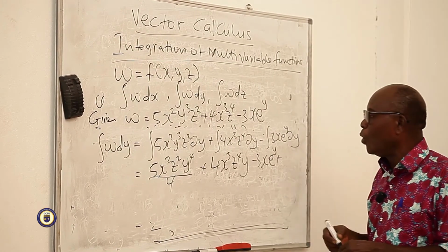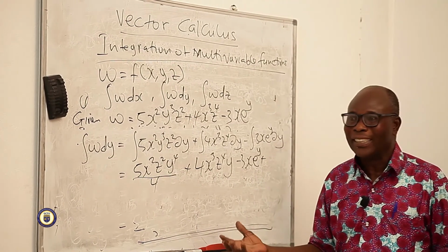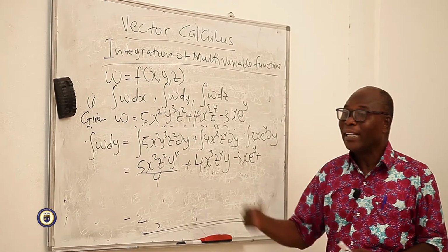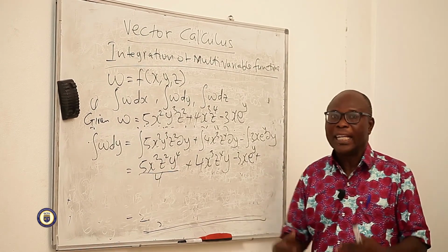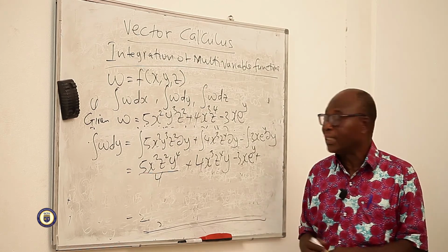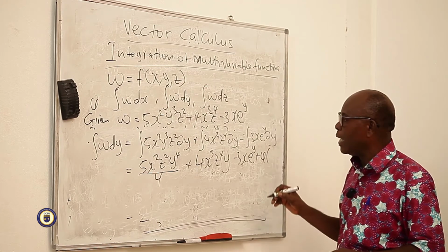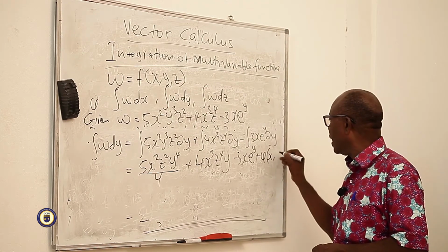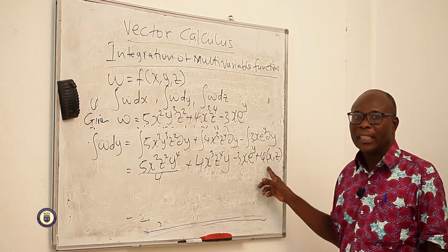And so now, class, we can guess what will be the constant of integration. In this case, we integrated with respect to y. So it means that variables in x and z become the constant of integration. So we'll add the function of x and z. This is the constant of integration.